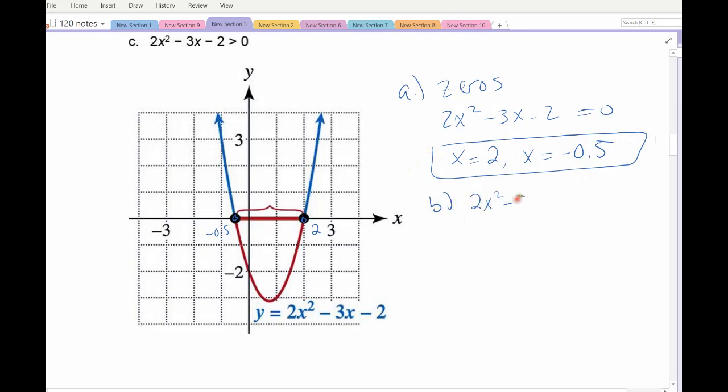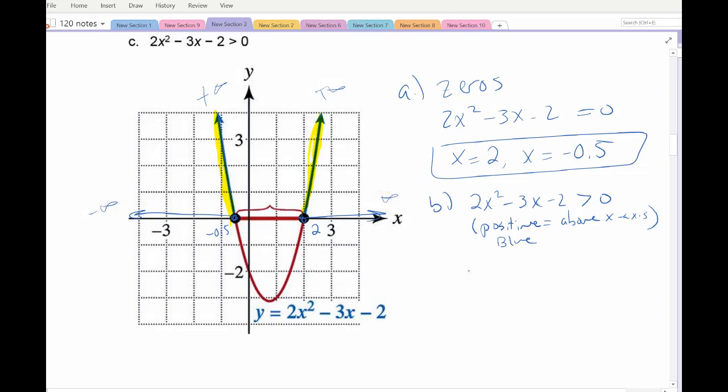Then B is asking for when is it positive? When is my 2x squared minus 3x minus 2 greater than 0? Greater than 0 means when is this positive? Well, it's positive when it's above the x-axis, right? The y values are. If you look at the graph, it's split into a red part and a blue part. It's positive on the blue part. If I use the highlighter here, this is the piece that's positive. It's shooting off to positive infinity on both sides, and so we're looking at just the pieces going from my zeros to infinity.